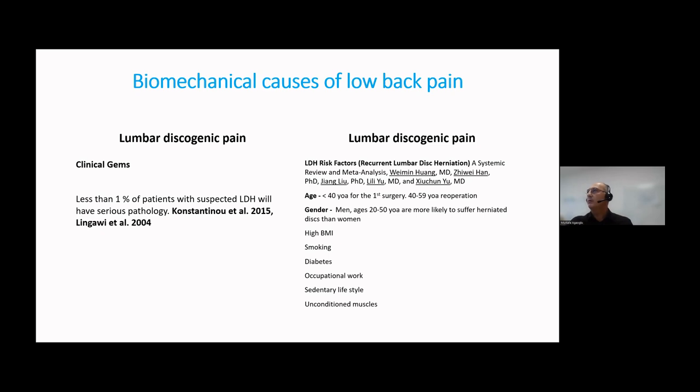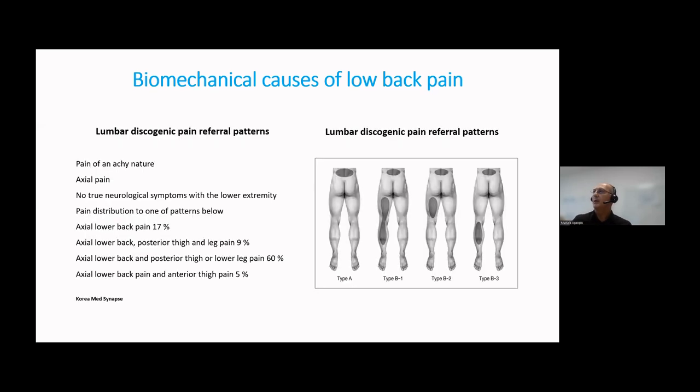So I wanted to see what the risk factors were in recurrent lumbar disc herniation. If a person has spinal disc surgery younger than 40 years of age, they are more inclined to have their reoperation in their 40s and 50s. Again, gender, men are more prevalent. Again, high BMI, smoking, diabetes, activities of daily living, whether occupational or a sedentary lifestyle, or just having an unconditioned body, or a body that has lost its conditioning.